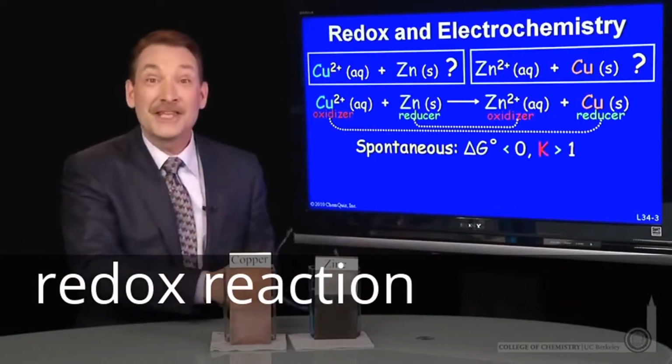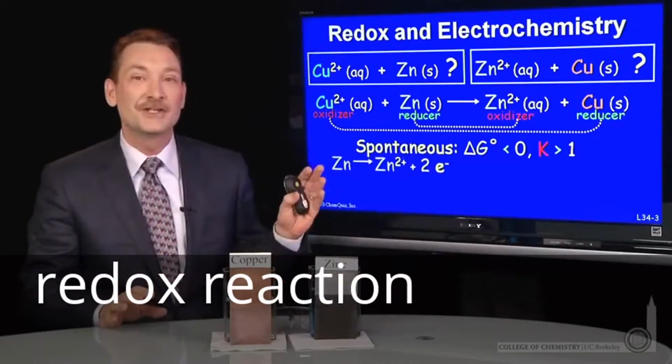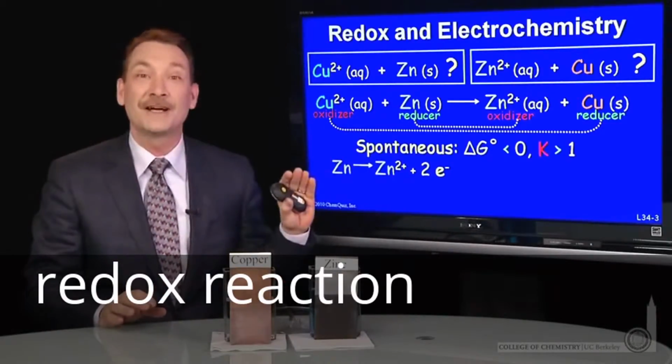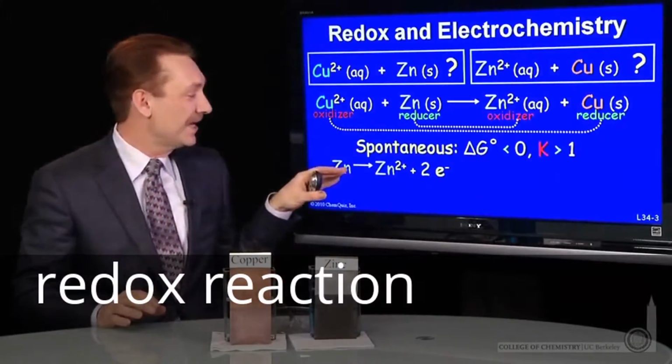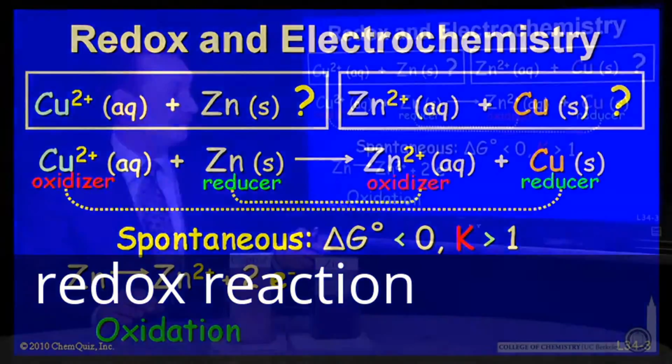Now, we can look at the half reactions. We can split up the chemical reaction into 2 half reactions involving electrons. In this case, zinc metal forming zinc ions and 2 electrons. In effect, the oxidation of zinc. That is, zinc goes from oxidation number 0 to oxidation number +2. That's an increase in oxidation number, or an oxidation.